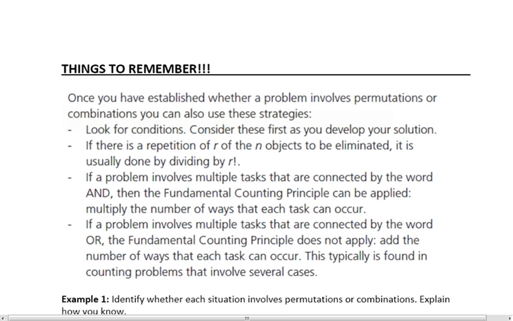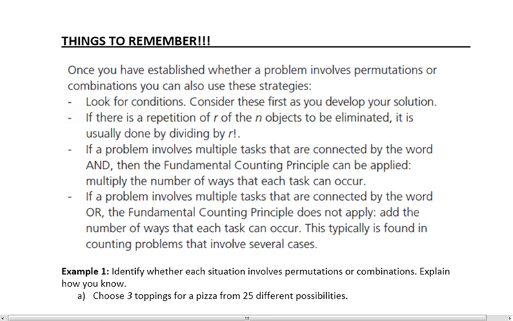Things to remember: once you establish whether a problem involves permutations or combinations, you can also use these strategies. Look for conditions. Are there any restrictions? Consider these first as you develop your solution. Does somebody have to go first, or does somebody have to be last? Those are very important and should be dealt with right away. If there's a repetition of r of the n objects, it's eliminated by dividing by r factorial.